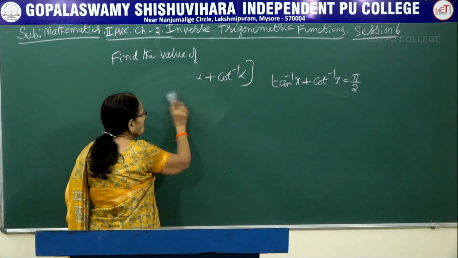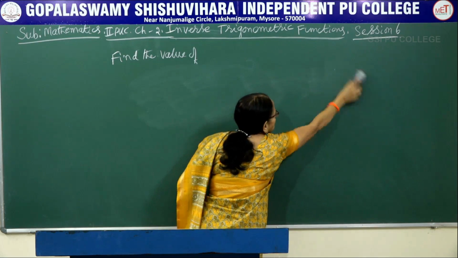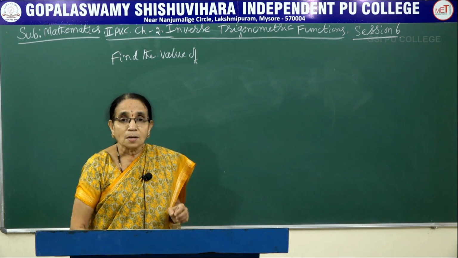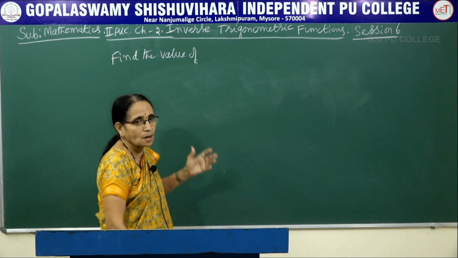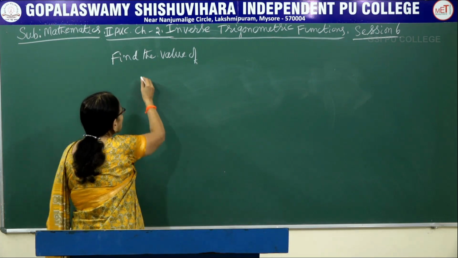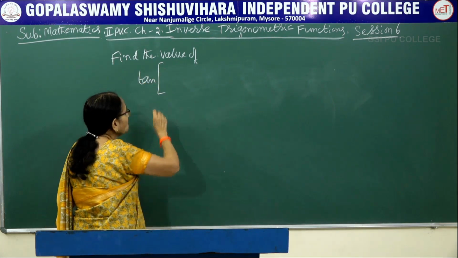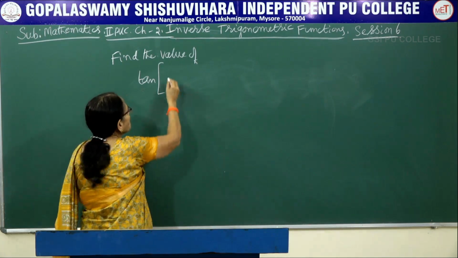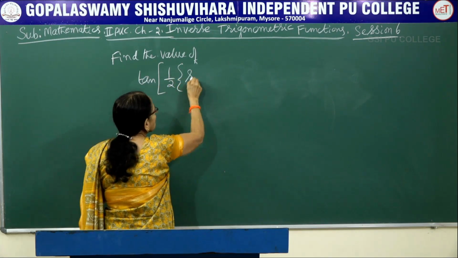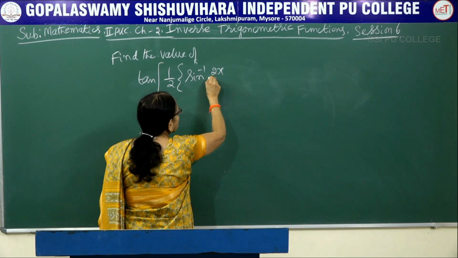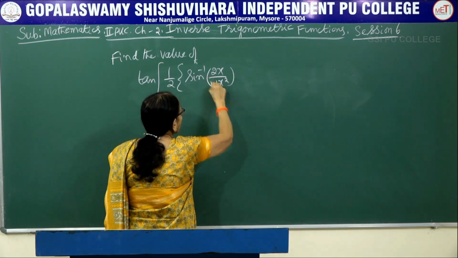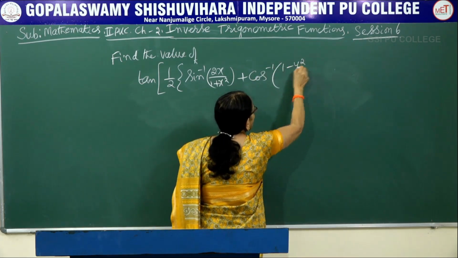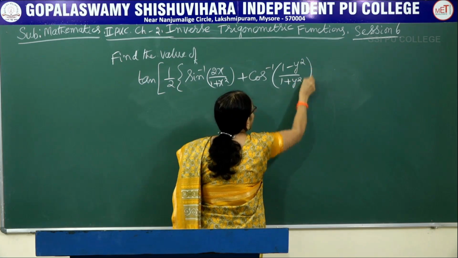Now, let us move on to the next problem. Some problems can be expected for 2-mark question, some can be for 3-mark question. Now, the next problem, evaluate or find the value. This can be given for a 3-mark question because number of steps would be more in this case. Tan of half of sin inverse of 2x divided by 1 plus x square plus cos inverse of 1 minus y square over 1 plus y square.